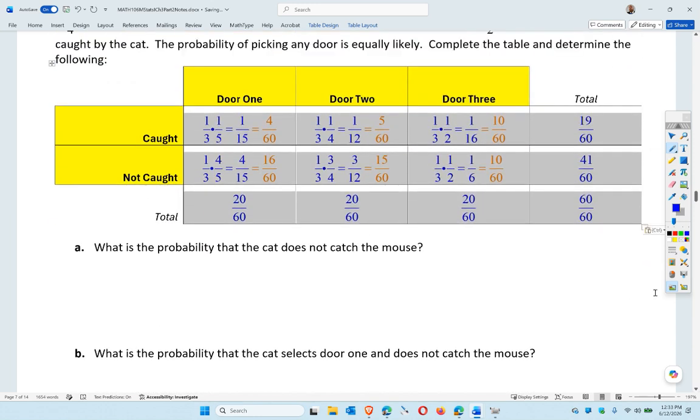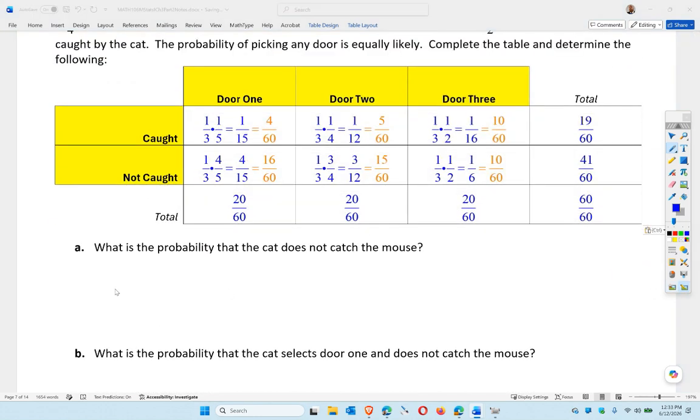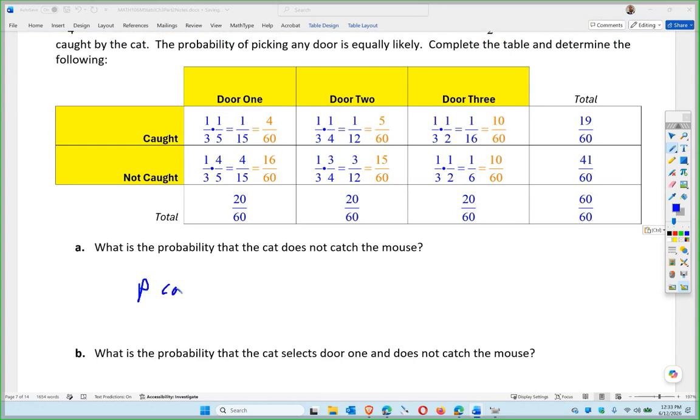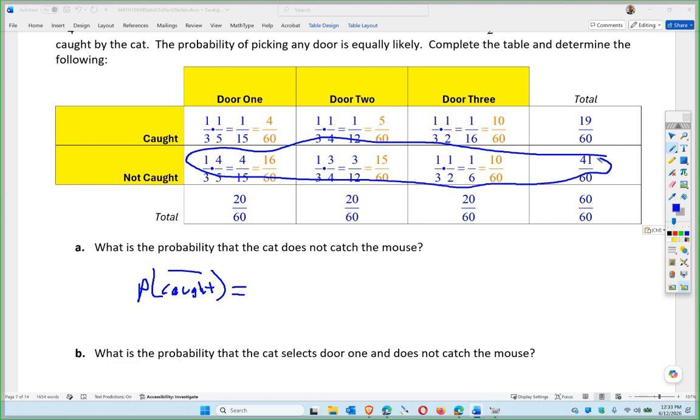What's the probability the cat does not catch the mouse? So the probability of not caught, right? That's asking a singular thing. That's a marginal probability. Not caught is this one right here, so that's 41 out of 60. Notice I didn't have to do this one over here this time, because it's not a quantity, it's a probability in there. I could divide by that, but that's a 1. Dividing by 1 doesn't change it, right?